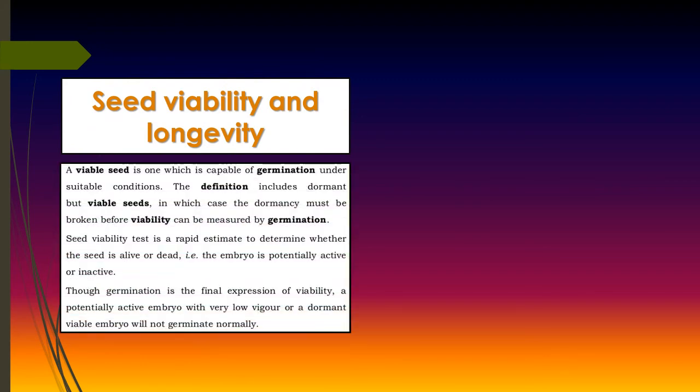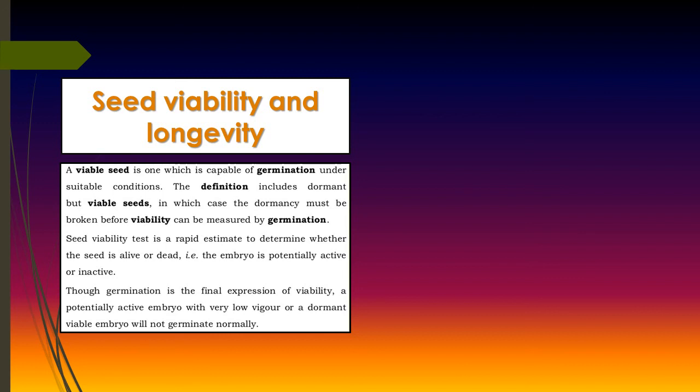Seed viability. A viable seed is one which is capable of germination under suitable conditions, the conditions required to germinate any seed. The definition includes dormant but viable seeds, in which case the dormancy must be broken before viability can be measured by germination. A seed viability test is a rapid estimate to determine whether the seed is alive or dead, that is, whether the embryo is potentially active or inactive.